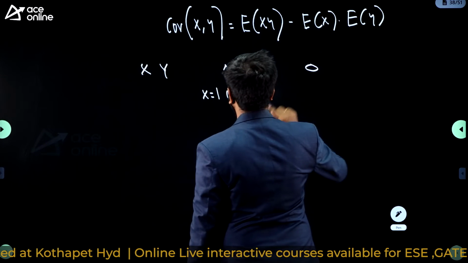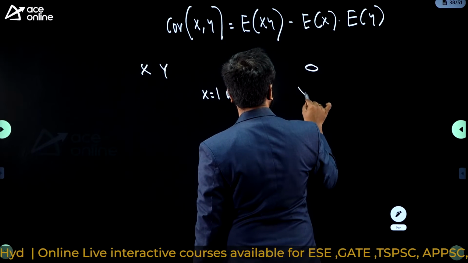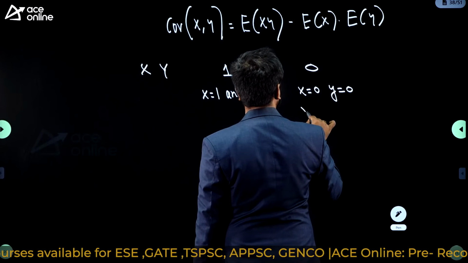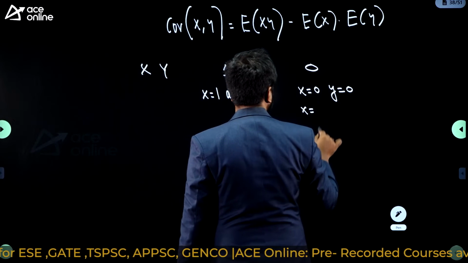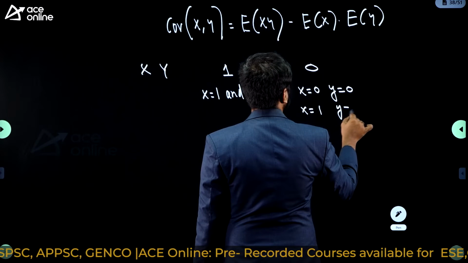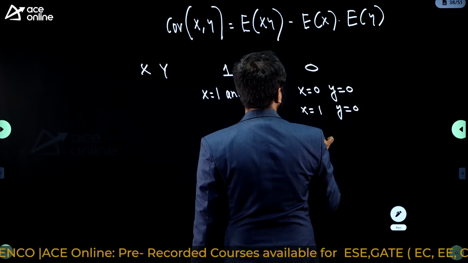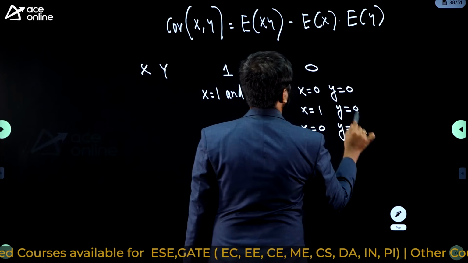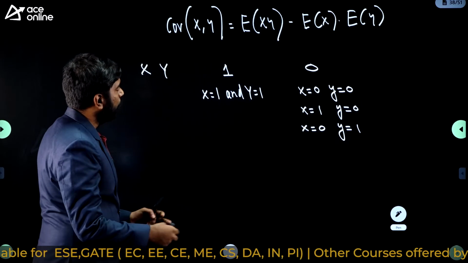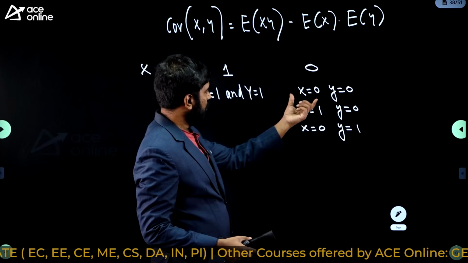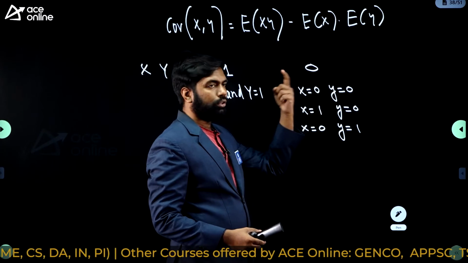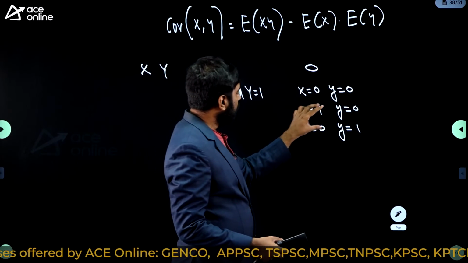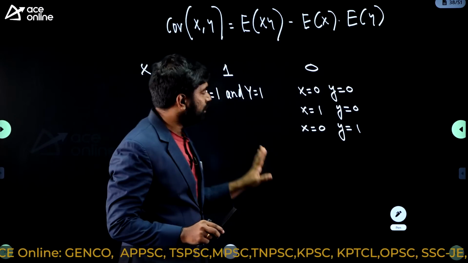Now when will it take 0? It will take 0 in the case where x is 0, y is 0. xy will be 0 when x is 1 and y is 0, or in the case of, let us reverse this, x equal to 0 and y equal to 1. So there are only 4 possibilities: x equal to 0, y equal to 0 is one, x equal to 1, y equal to 1 is another, and these are the 2 remaining possibilities.